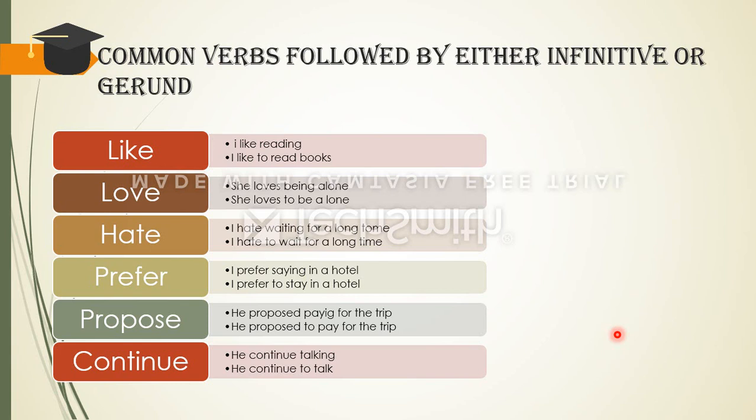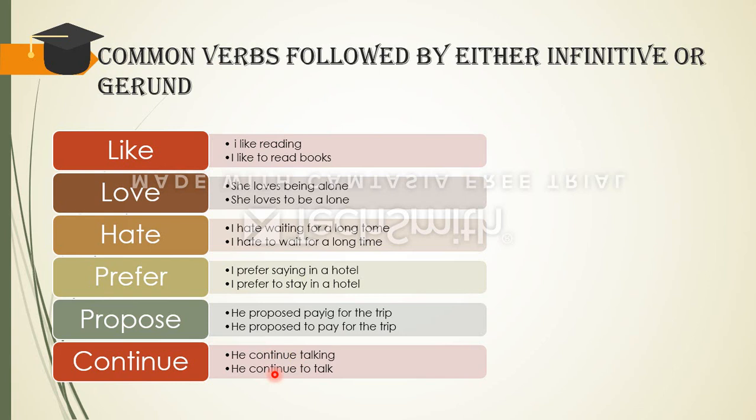So I can say I like reading, okay. So here I have used the gerund. Or I can say I like to read books. She loves being alone, or she loves to be alone, okay. I hate waiting, or I hate to wait. I prefer staying, or I prefer to stay. He proposed paying, or he proposed to pay. He continued talking, or he continued to talk.